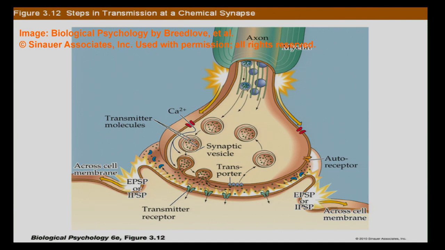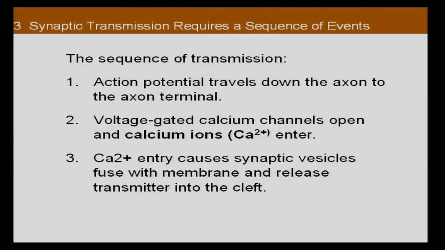Okay, here is exactly the sequence of events. I'm going to tell you what happens, and we're going to look at the picture going back and forth. As I said, the action potential travels down the axon to the axon terminal. So we're getting this big burst of depolarization at the level of the axon terminal. What happens there is there's yet another special voltage-gated ion channel. This special voltage-gated ion channel is the voltage-gated calcium channel.